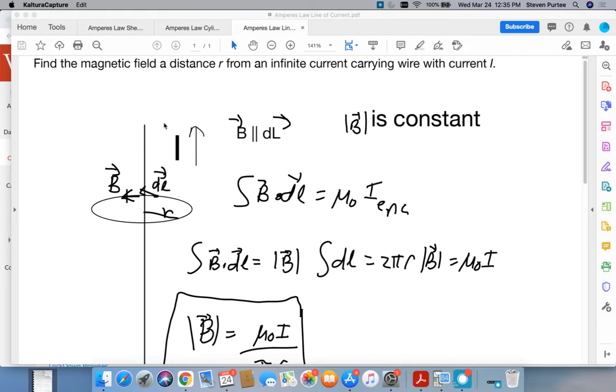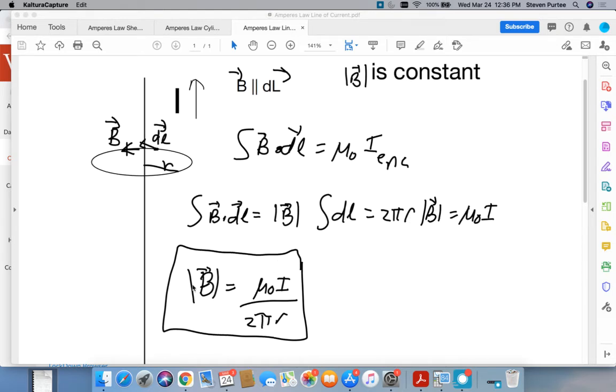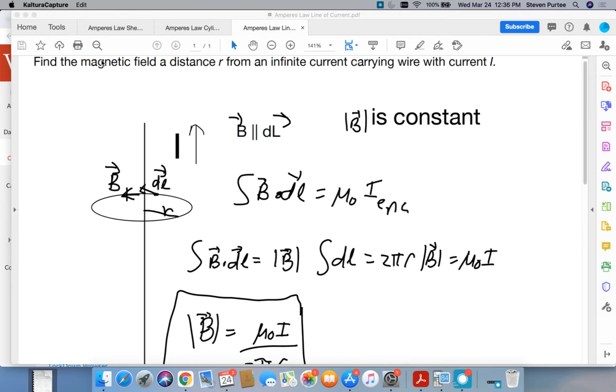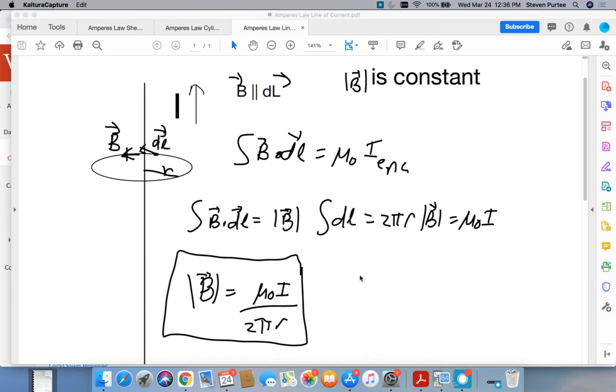How much of my current flows through a cross section that loop covers? All the current. So I. So then just divide: magnitude of B is mu naught I over 2 pi r. So the magnetic field drops off like 1 over r. We know the direction. We really should write here, because it doesn't say find the magnitude of the magnetic field, that B goes in loops around the wire. And if you look at it from above, those loops go counterclockwise. And here's the magnitude.